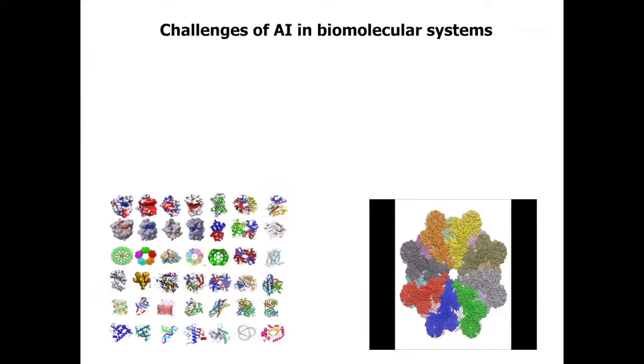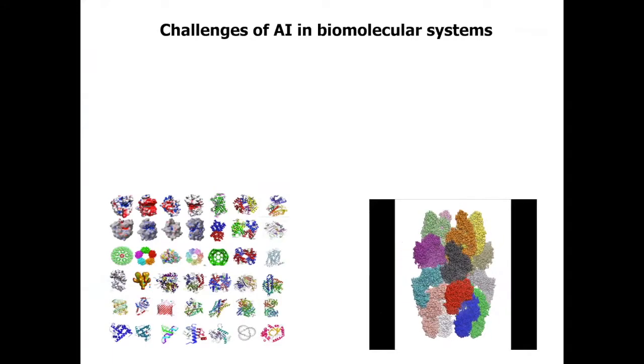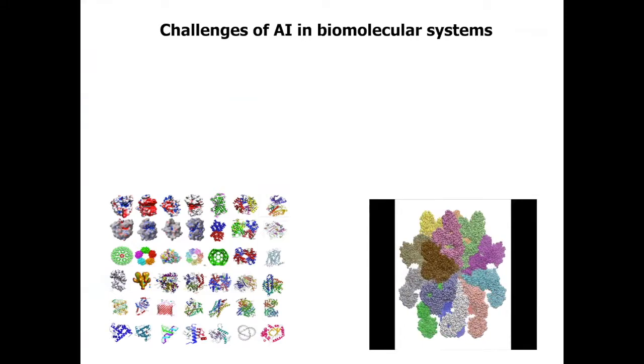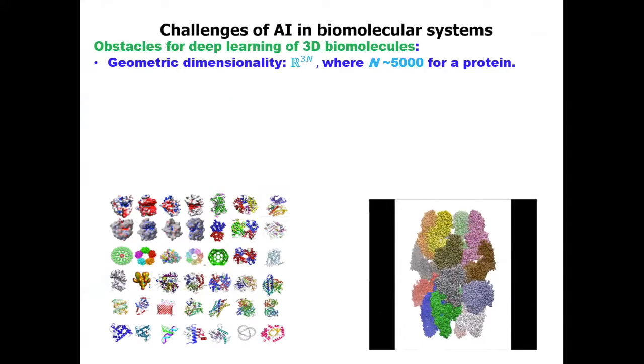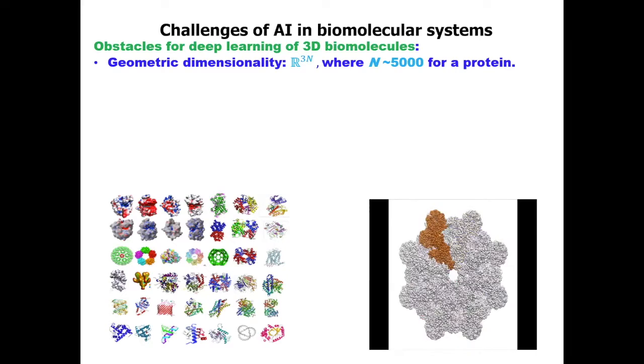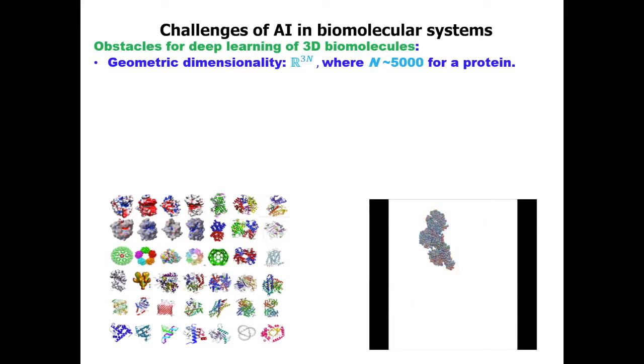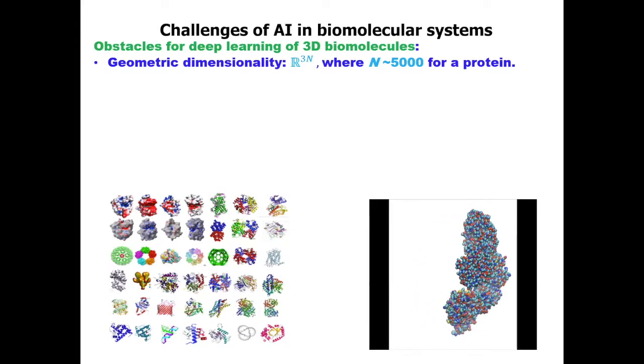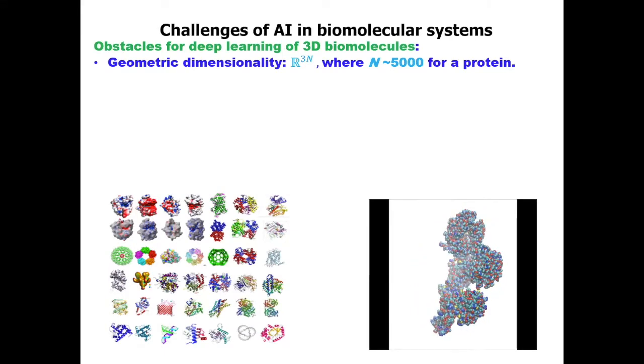So, but what is the problem? We have more than 100 startups over there trying to do these things. So what is the challenge? The real challenge is really something so-called mesh. So the geometric dimensionality. For an average protein in the human body, there are about 5,000 atoms.